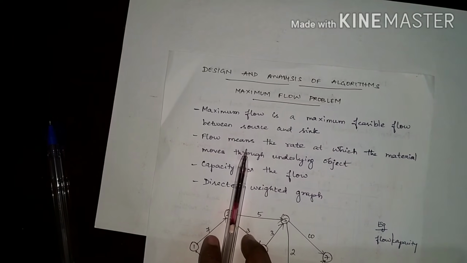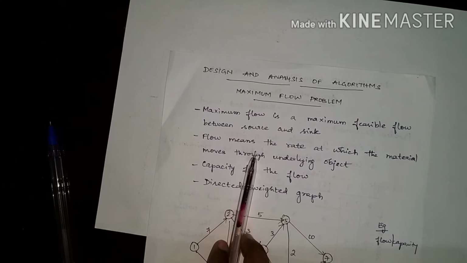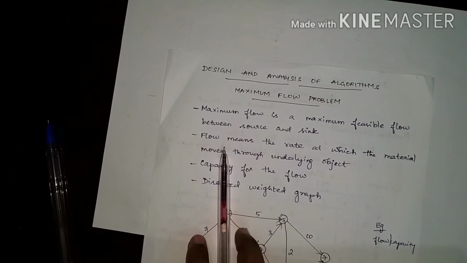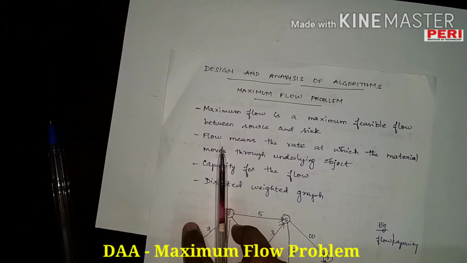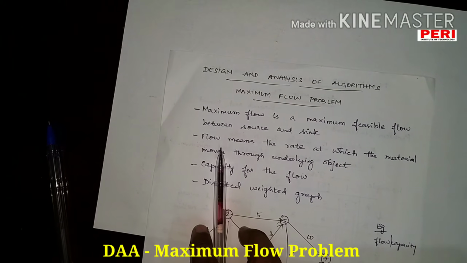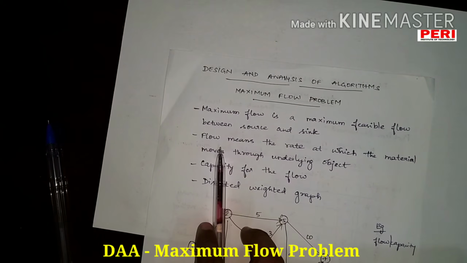The topic is from the subject Design and Analysis of Algorithms, Unit 4, Iterative Improvement, and the topic is Maximum Flow Problem. So what do you mean by maximum flow? Maximum flow is a maximum feasible flow between the source and the sink.